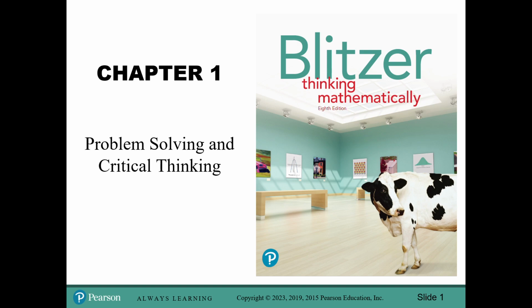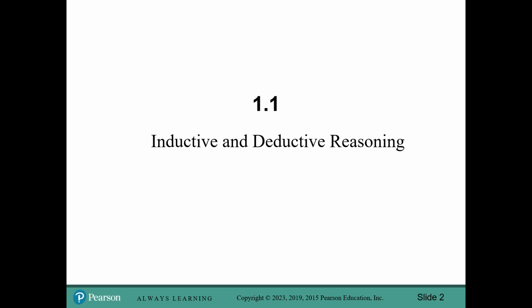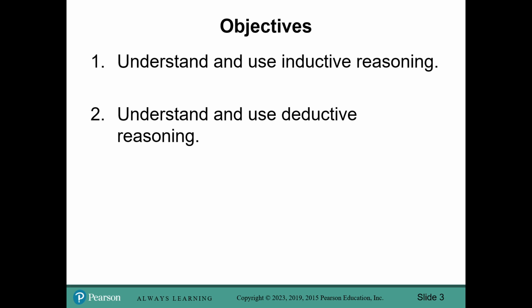This is Chapter 1 of Math 102, the first lecture we will go through. It is on inductive and deductive reasoning. Some of our objectives in this section of Chapter 1 are to understand and use inductive reasoning and understand and use deductive reasoning.